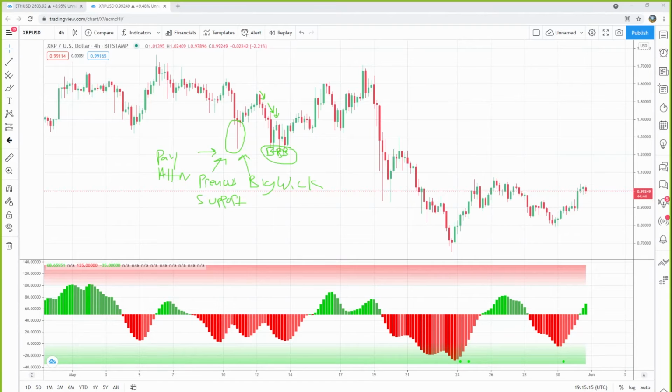Let me just kind of clean the screen off right here. And let's look for another entry, right? So unfortunately, XRP continued to go down, okay? And we made another big wick. So it came down here, bounced up, and we started kind of moving down again.